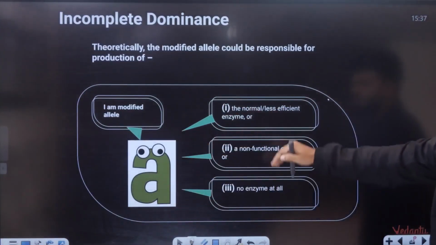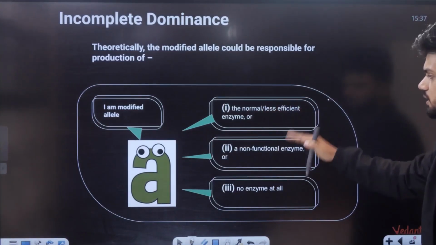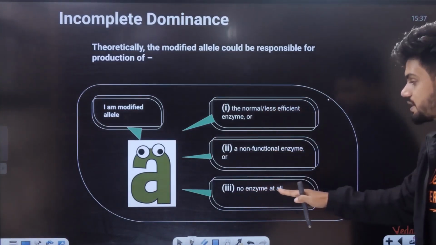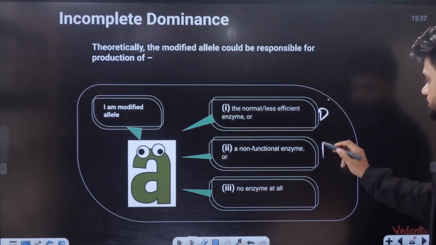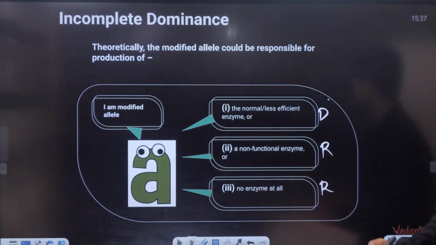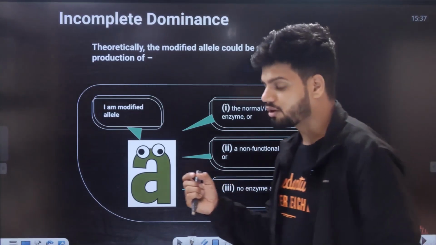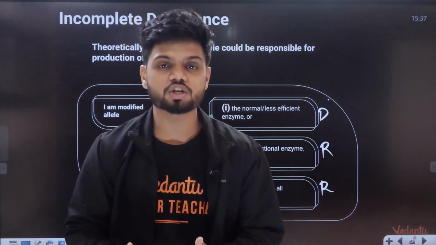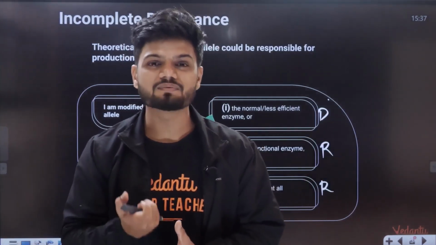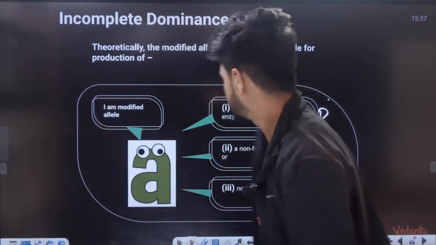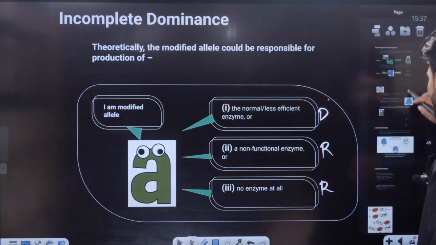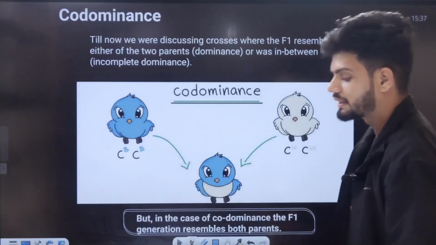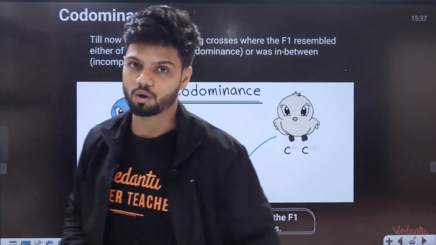One enzyme can produce normal, another less efficient, another non-functioning enzyme, or no enzyme at all. This is said to be dominant. This is recessive. This also is recessive in nature. So the recessive allele, also called the modified allele, arises because of certain mutation or changes. That is why we get recessive alleles. Okay. Now, the next exception to the principles of dominance.